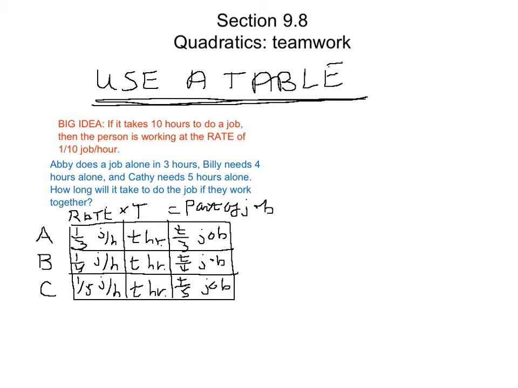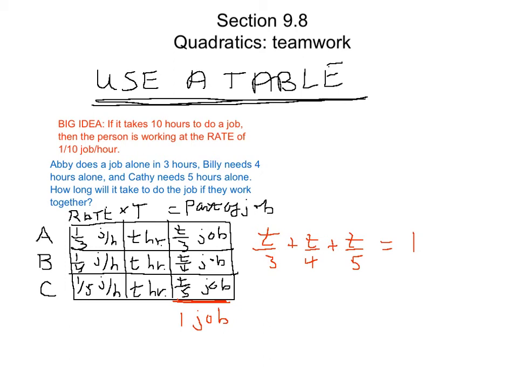And now, here's the second really big point. When they work together, they do one job. So that suggests the following simple equation: T over 3 plus T over 4 plus T over 5 is equal to one job. We want to get rid of the fractions, so multiply by, what number would it be? It would be 60, right?